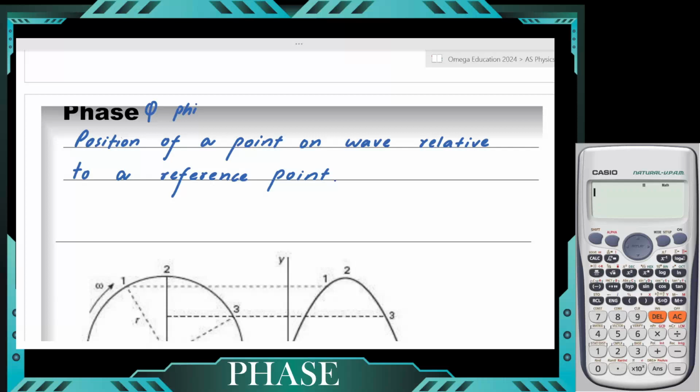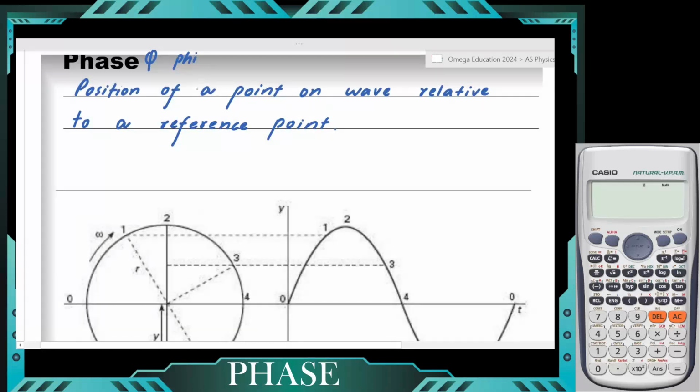Like, what is the angle of a point on the wave? That would define the phase of that point. So it is represented in radians or degrees. Those two are the units for the angle. So the phase would be represented in degrees or in radians.